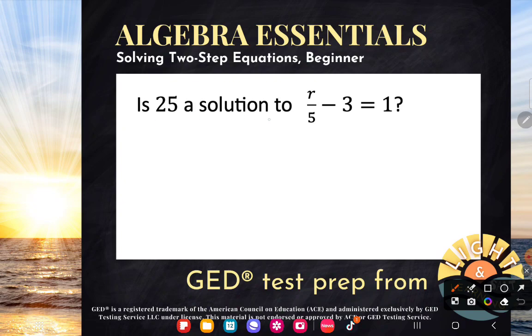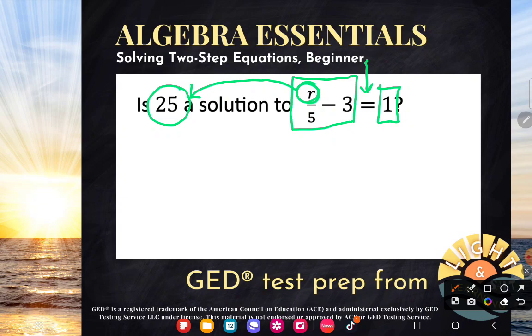Is 25 a solution? So when I say is 25 a solution, I'm saying, could this letter, this mystery number right here, R, be that? Is it possible that that's what R is? And you might say, well, can't R be whatever it wants? And no, because whatever R is, this equation says that if you take R and you divide it by 5, and then you subtract 3, you should get 1.